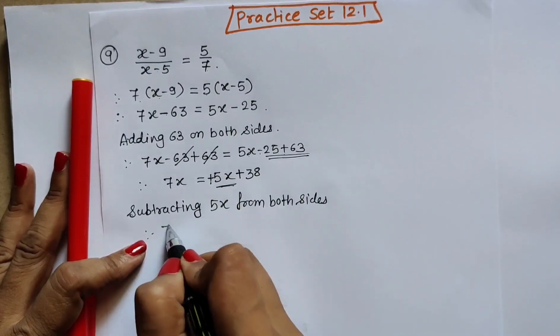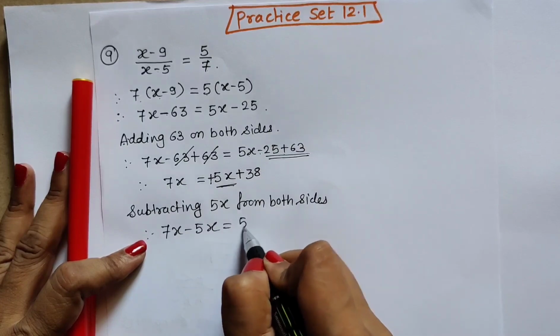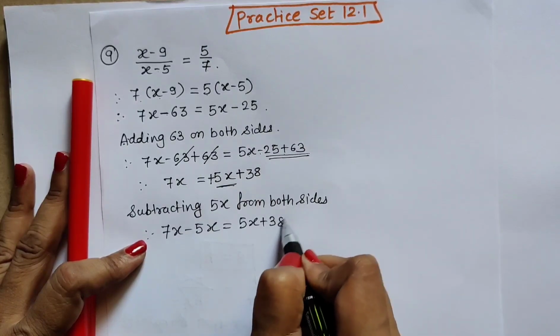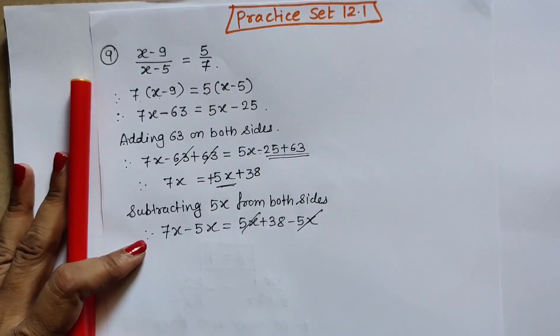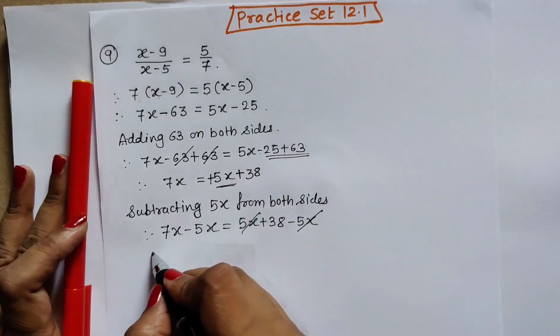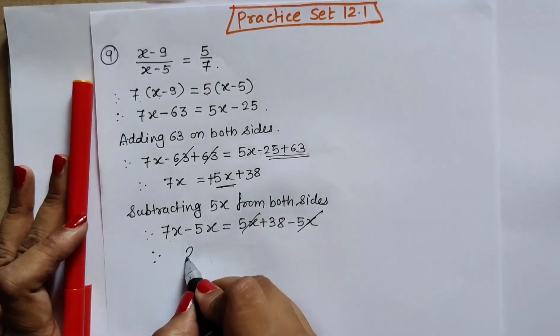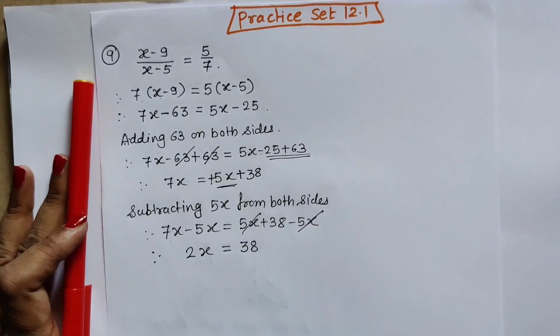So we have to subtract 5x from the left hand side and from the right hand side also. Here on the right hand side, plus 5x minus 5x, we will get 0, so we cancel it. On the left hand side, 7x minus 5x will be 2x. On the right hand side, only 38 is remaining.